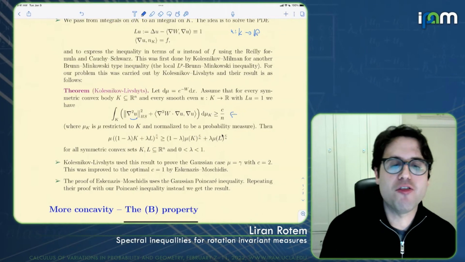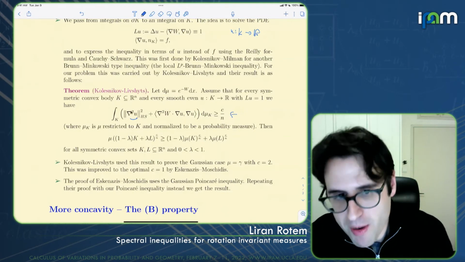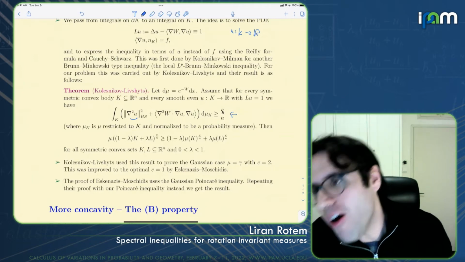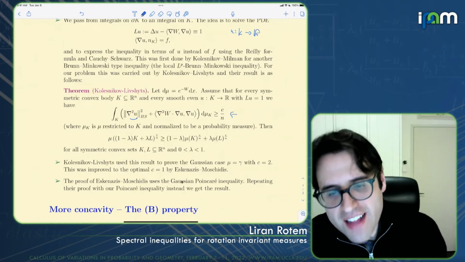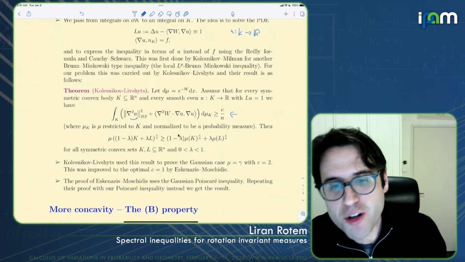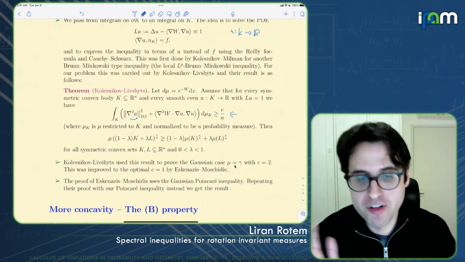And then Kolesnikov and Lifshitz used this theorem, and they were able to actually show this with C equal 2, which was almost optimal. And then, like I told you, Eskenazis and Moschidis were able to improve C equal 2 to C equal 1 in the Gaussian case, and then they proved the result for the Gaussian.